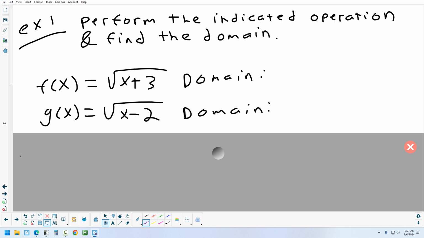All right, so let's try this one. So we have two square root functions. And the idea here is before you combine them, figure out the domain of each one of them. And then when we combine them, it'll be a little easier.